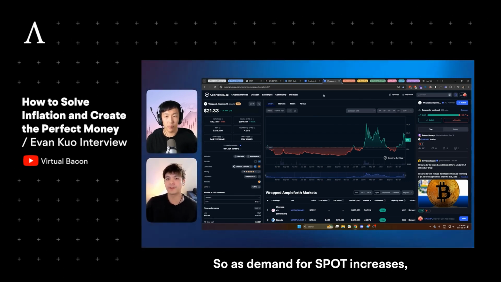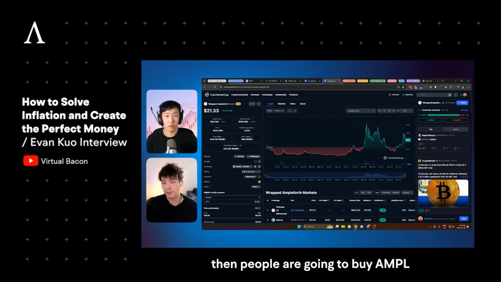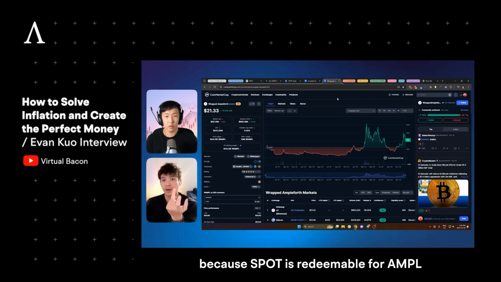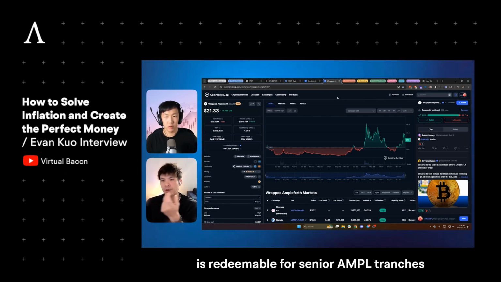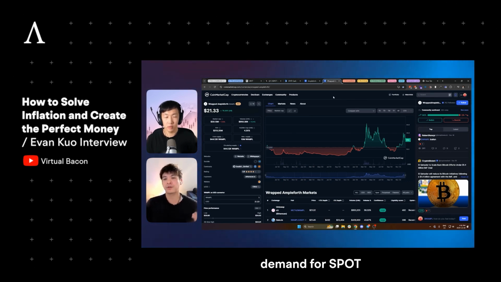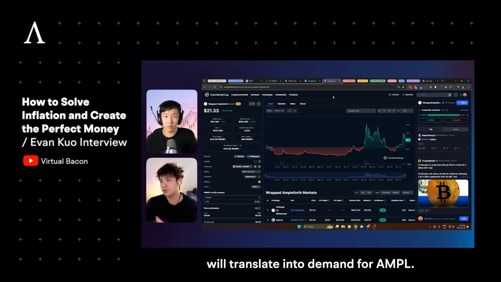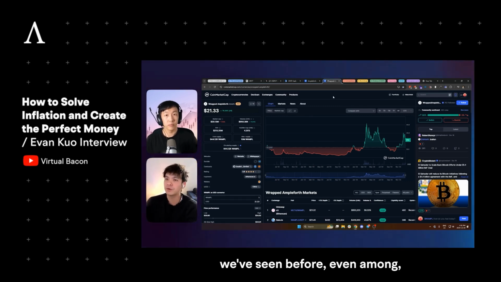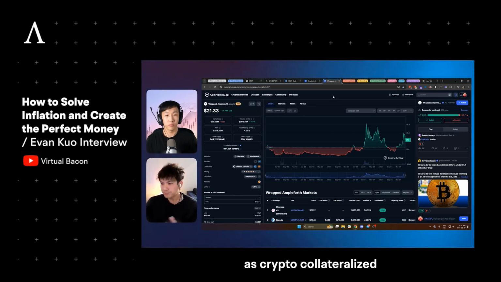So as demand for Spot increases, if the price of Spot goes up, then people are going to buy Ample and mint Spot to sell down, because Spot is redeemable for Ample, or more precisely, Spot is redeemable for senior Ample tranches. But it has the same effect, where demand for Spot through this kind of bootstrapping program and this initial minting period will translate into demand for Ample.